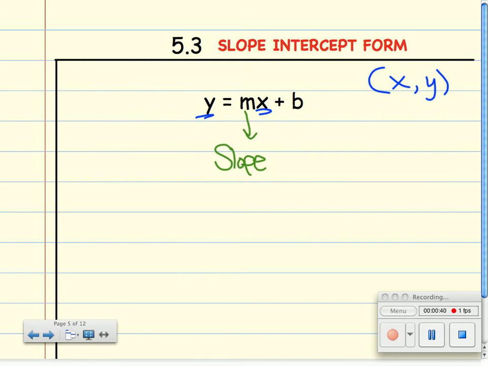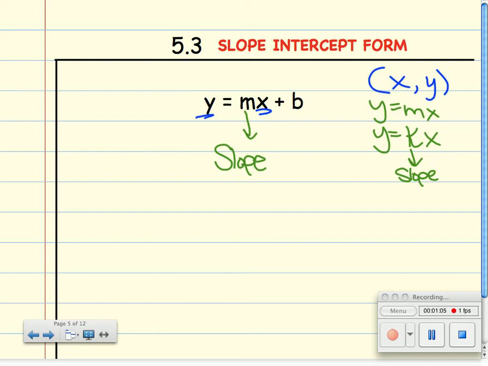And we did that in 5.2 with direct variation. When we do something like y equals kx, this k is actually the slope. It's the same as saying y is equal to m times x. It's whatever the slope of the line happens to be. The b represents something that we've never noticed before. It is the y-intercept.